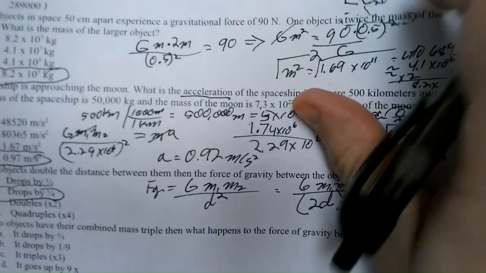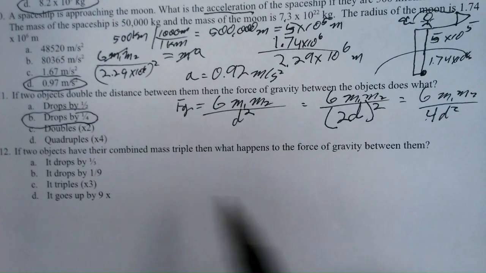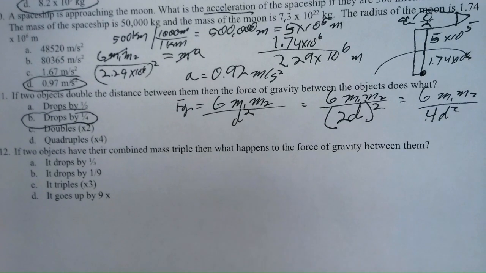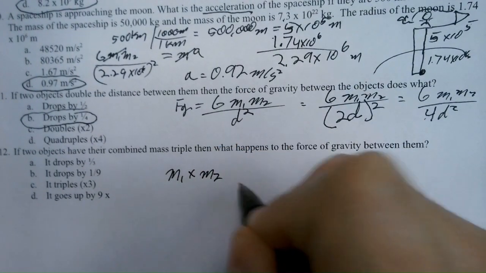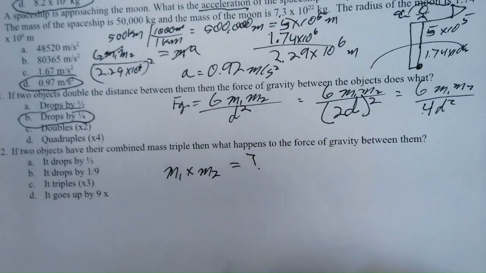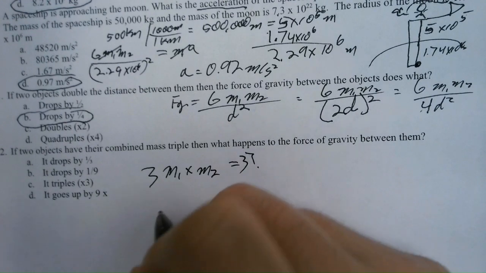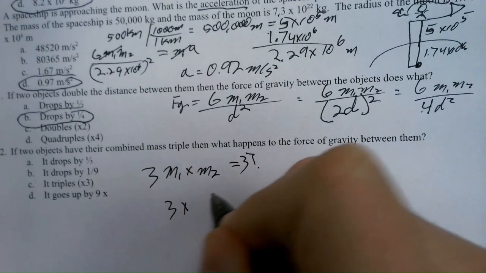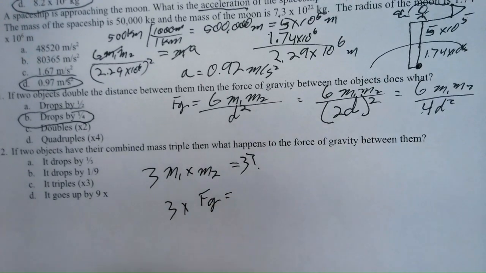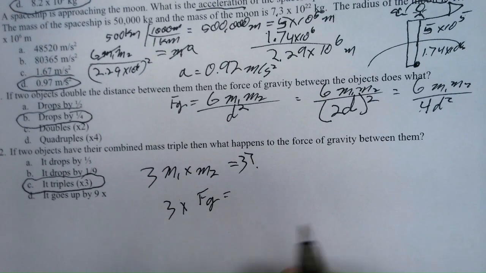All right, and if the same thing happens in 12, what happens if we triple the mass, the combined mass of the weight? So if we have m1 times m2 is equal to some value, and we multiply that by 3, we're going to get 3 times the force. 3 times the force of gravity. Which is going to triple. It's kind of a confusingly worded question, but the intent is relatively simple.